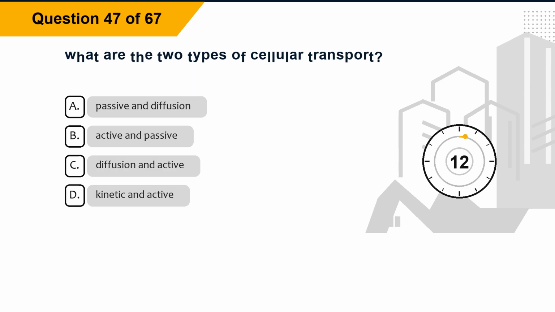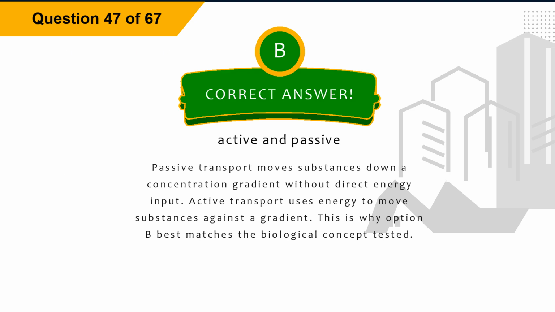Question 47. What are the two types of cellular transport? Option A, passive and diffusion. Option B, active and passive. Option C, diffusion and active. Option D, kinetic and active. The correct answer is option B, active and passive. Explanation: passive transport moves substances down a concentration gradient without direct energy input. Active transport uses energy to move substances against a gradient. This is why option B best matches the biological concept tested.